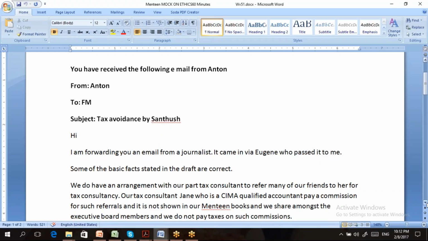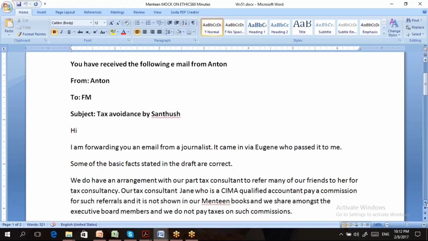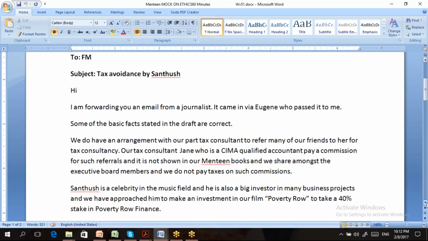Some of the basic facts stated in the draft are correct. We do have an arrangement with our part-time tax consultant to refer many of our friends to her for tax consultancy. Our tax consultant Jane, who is a CIMA qualified accountant, pays a commission for such referrals, and it is not shown in our maintained books, and we share it amongst the executive board members, and we do not pay taxes on such commissions. So, you and I, we are all directors of our company, Maintain.